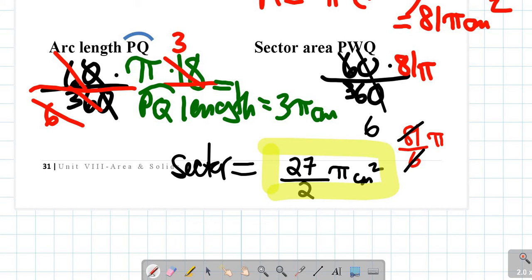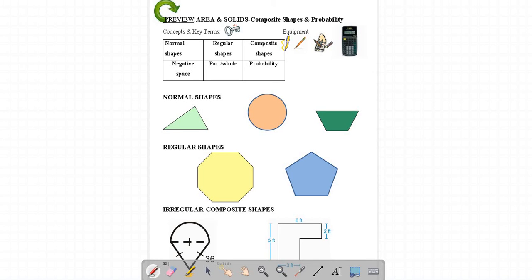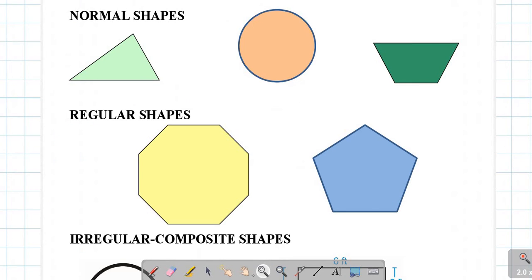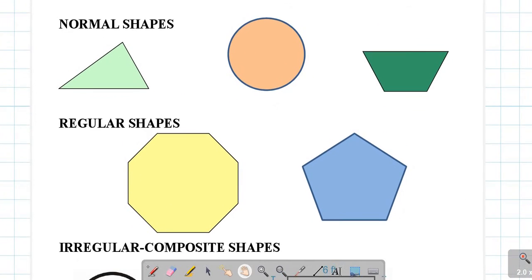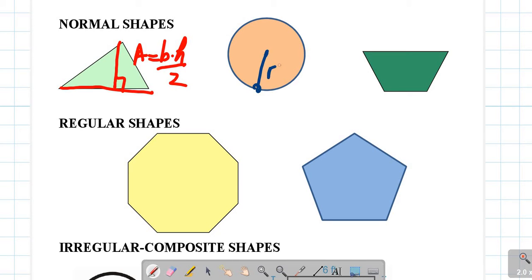Alrighty, guys. Now, that's a recap. Today, we are doing something called composite shapes and probability. Composite shapes and probability. So, you guys would be dealing with what we just call normal shapes. Let's write our equations for those real quick here in the margin. This area would be base times height over 2. Base times height over 2, that's area.